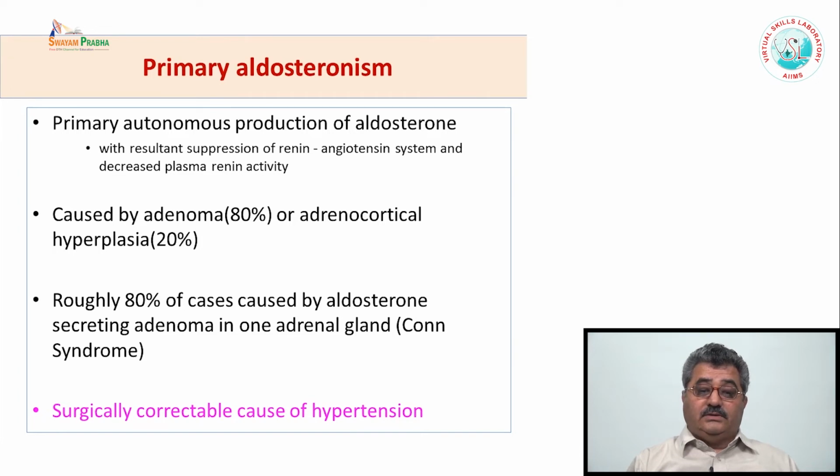80% of the cases cause the secretion of aldosterone, and this is known as the Cone syndrome, and this is a very important cause of surgically correctable hypertension. The children or the adults who present with hypertension and the adenoma is detected, when it is excised, the hypertension will revert back to normal.